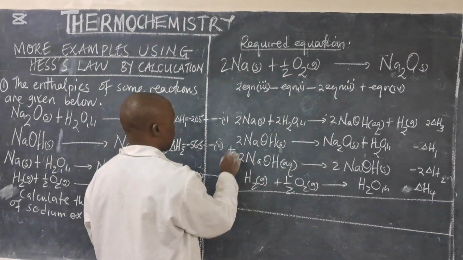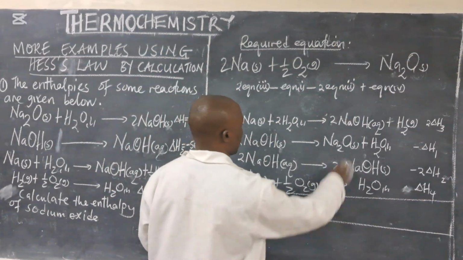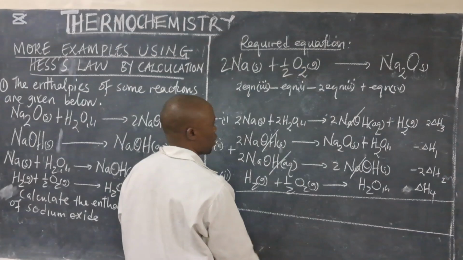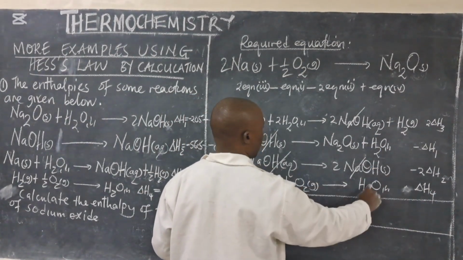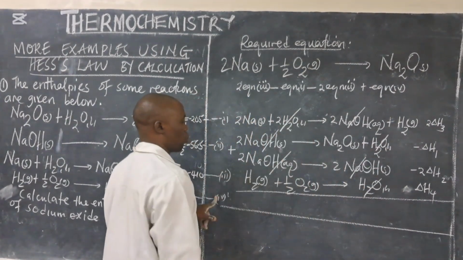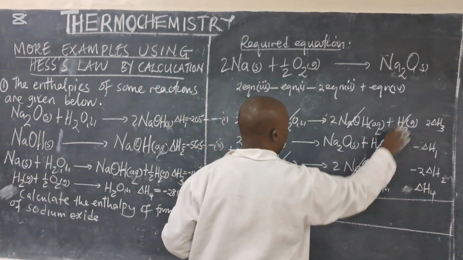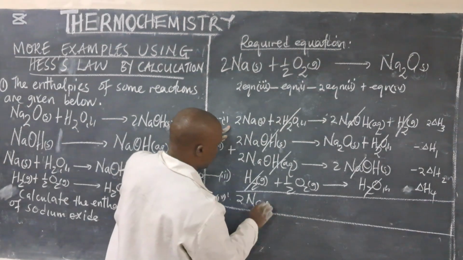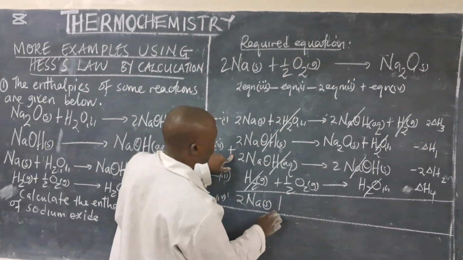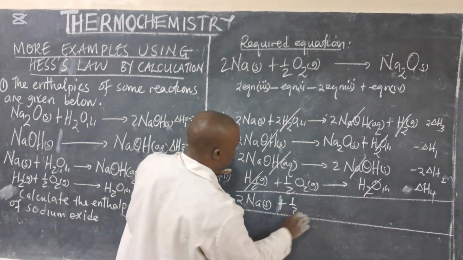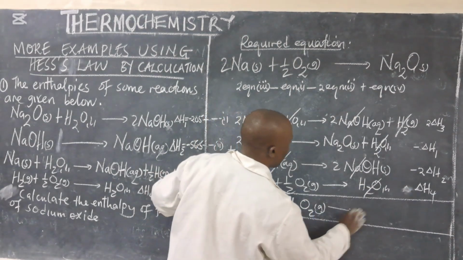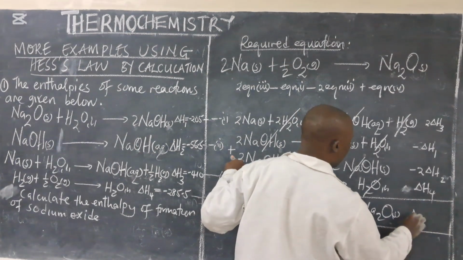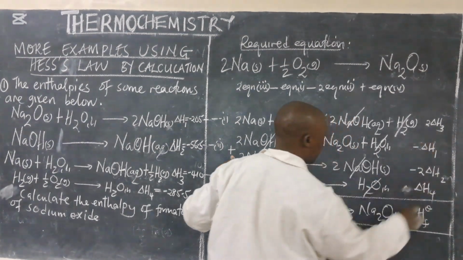So when I add this, I can see sodium hydroxide aqueous cancelling with this aqueous, solid here. Then this water, I have this water and this water, there are 2 waters cancelling with this water. Then hydrogen is going with this hydrogen. So that means I will have 2 sodium plus a half oxygen gives us sodium oxide solid. Then this delta H of formation value is going to be the sum of all those.